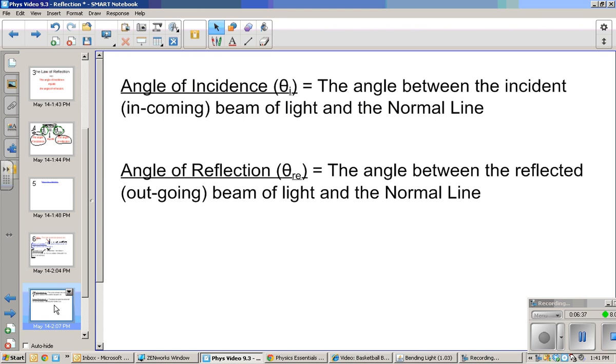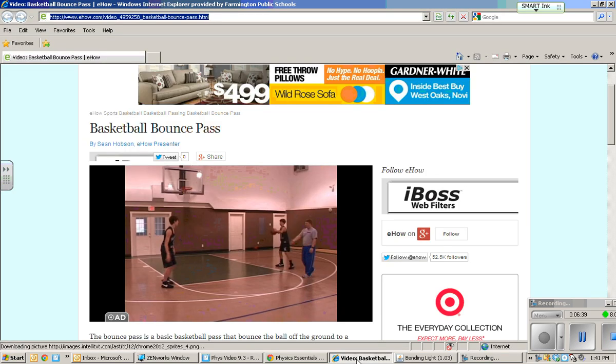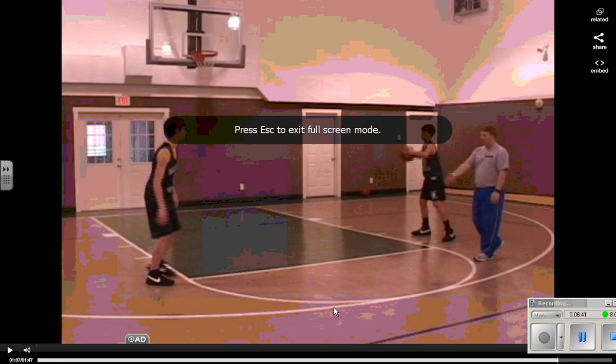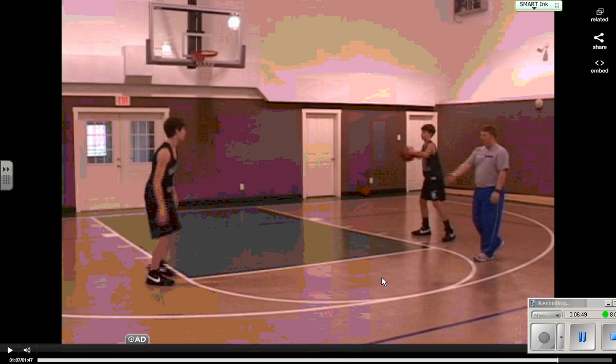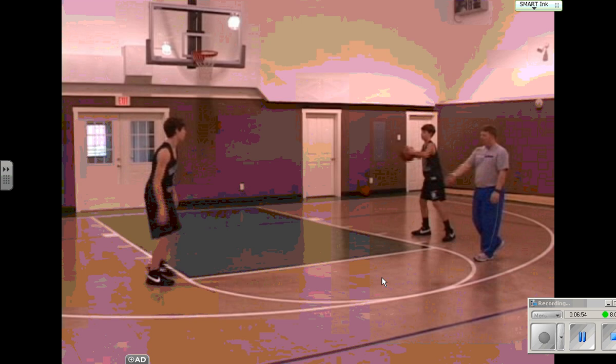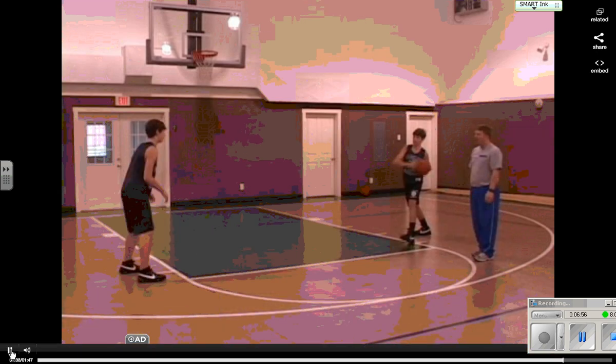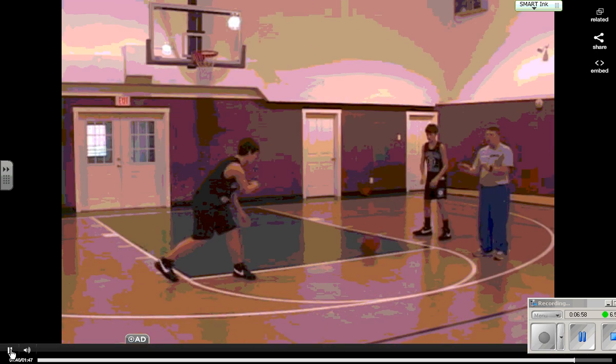We're going to talk about basketball for a second. So what we've got here is a video from Howcast. This coach over here is talking about how to pass a basketball, doing what I always call a floor pass. It's a bounce pass. So here we go. The kid on the right side of the screen is going to bounce the ball to the kid on the left. Boom, boom, and then they go back and forth a couple times.